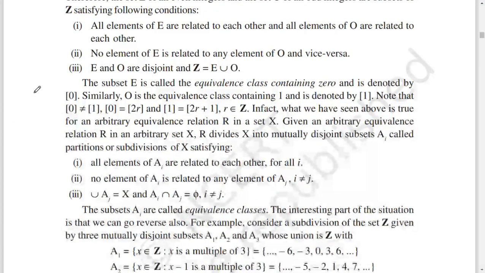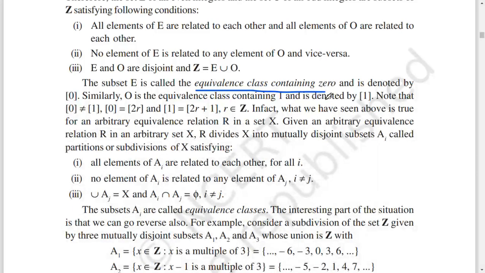The subset E is called the equivalence class containing 0 and is denoted by [0]. Similarly, O is the equivalence class containing 1 and is denoted by [1]. Note that [0] is not equal to [1], [0] equals 2R and [1] equals 2R plus 1, R belongs to Z. In fact, what we have seen above is true for an arbitrary equivalence relation R in a set X.